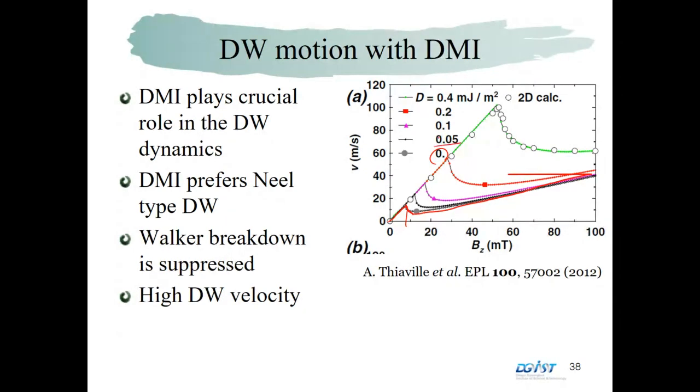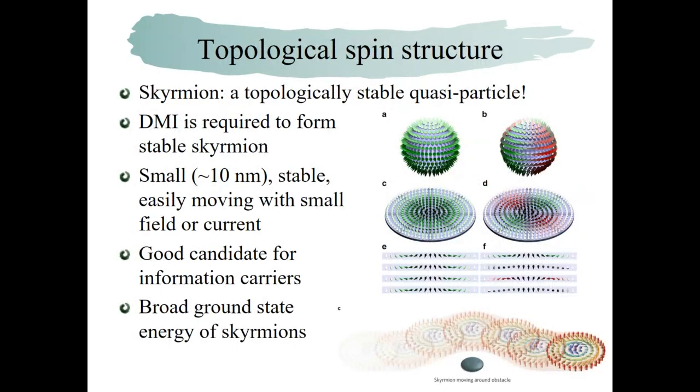But when you increase the DMI energy, the work breakdown can be increased. So in this case, we can achieve a much faster domain motion compared to the zero DMI case. Okay. DMI plays a very important role in the domain dynamics, and you can obtain high domain velocity with the DMI. And also, DMI plays a very important role in spin structure.